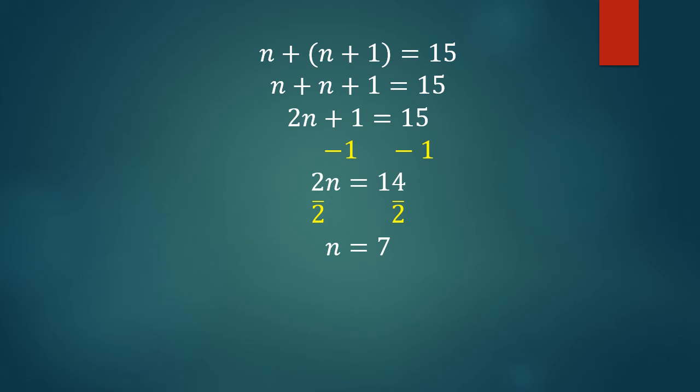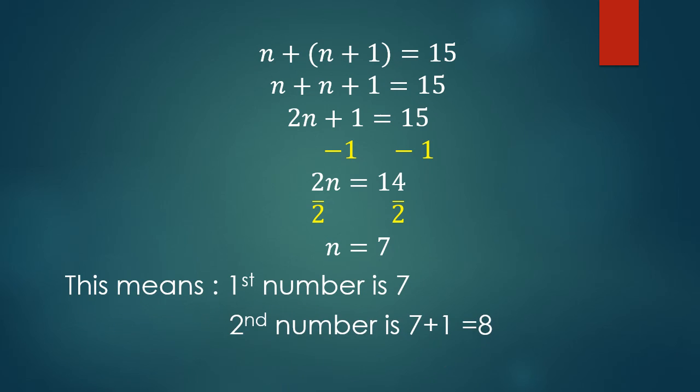That means the consecutive integer that comes after 7 is going to be 8, and 8 is going to be the second number. 7 plus 8 equals 15, which tells us that we solved this problem correctly.